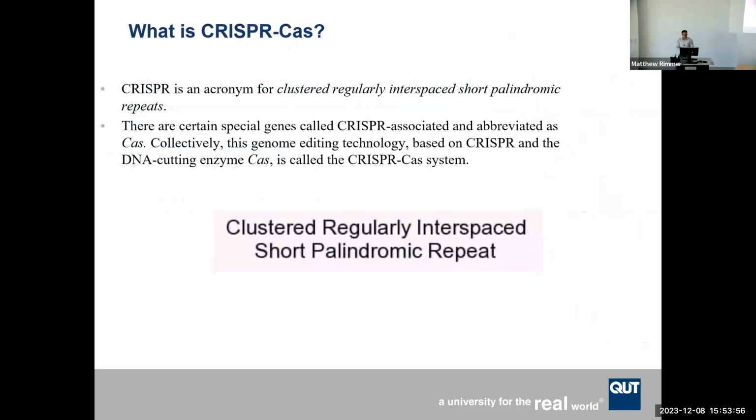So, beginning with what is CRISPR-Cas? CRISPR is an acronym for clustered, regularly interspaced, short palindromic repeats. And there are certain special genes called CRISPR-associated genes, abbreviated as Cas. Collectively, this genome editing technology based on CRISPR and the DNA cutting enzyme Cas is called the CRISPR-Cas system. So now we have clarity on what CRISPR-Cas is, because I will be referring to this term in my presentation.